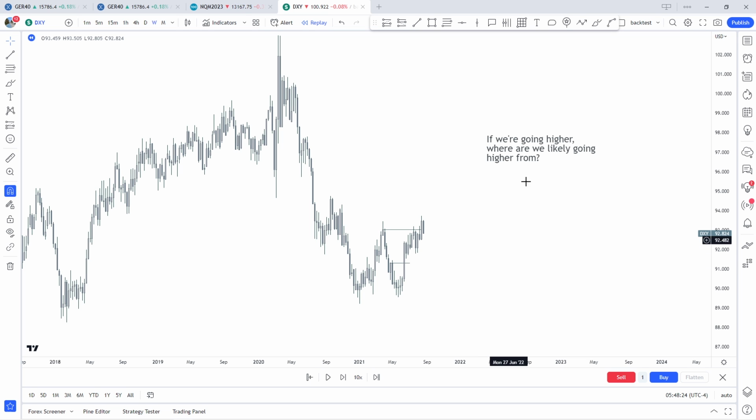So if we are going higher, where are we likely going higher from? Well, this breaker. And if we disrespect this breaker, then I'm going to ask the question, if we are going lower, where are we likely going lower from? And if we disrespect that level, then I'm going to ask the same question, if we are going higher, where are we likely going higher from?